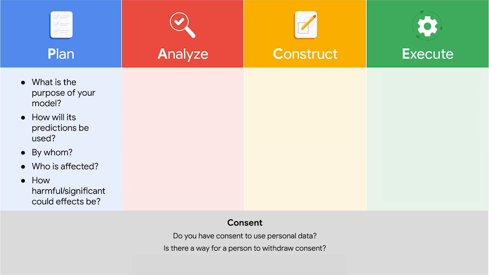Is there a way for them to withdraw their consent? Are they aware of what you're doing with their information? A common application of machine learning is making predictions of merit. Who is eligible to receive something? It may be a loan, admission to a university, or access to government services. These are ethically sensitive situations because models that make these predictions affect people's lives.